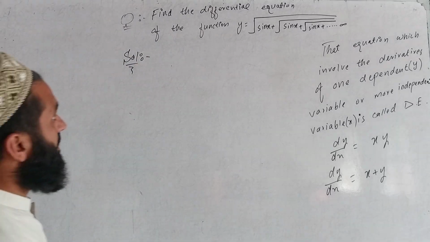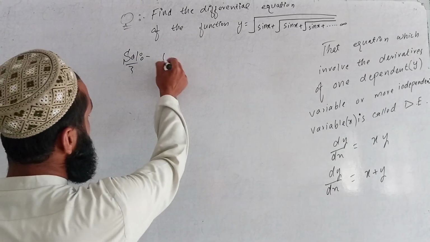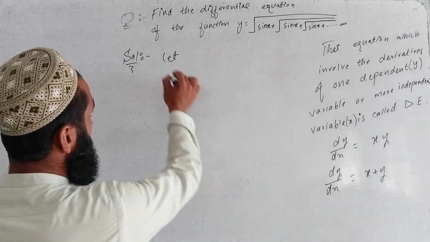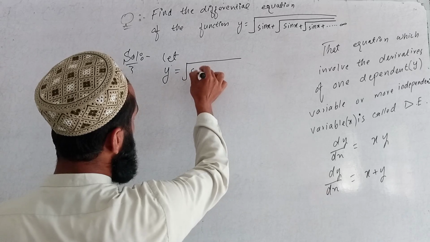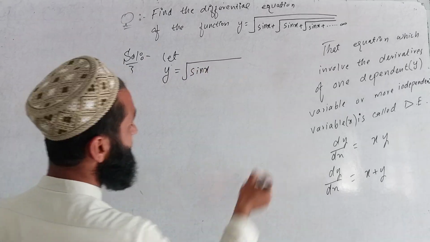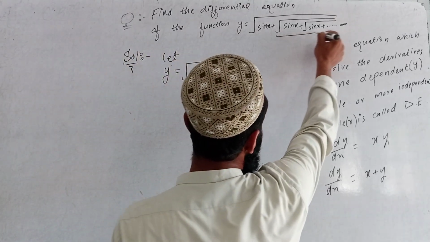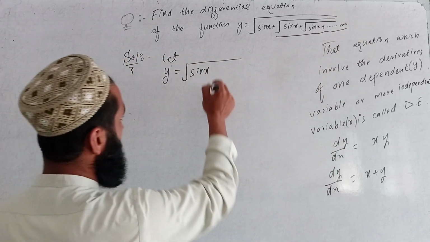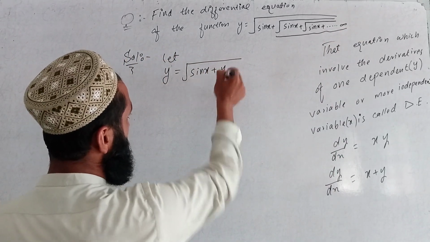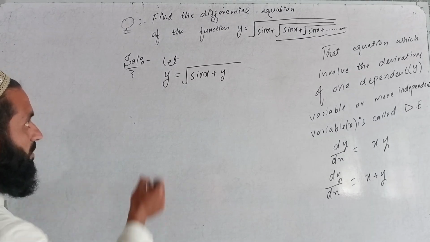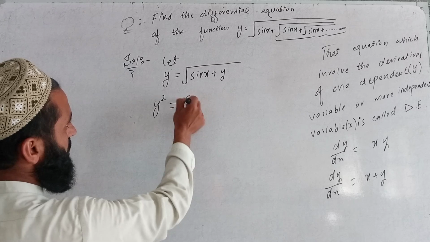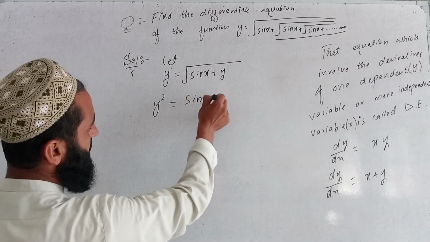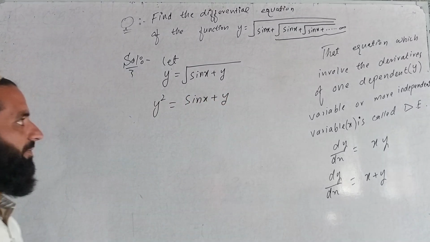Solution. So first we suppose that let y equal to square root of sin x plus y. Now taking square on both sides to get y square equal to sin x plus y.